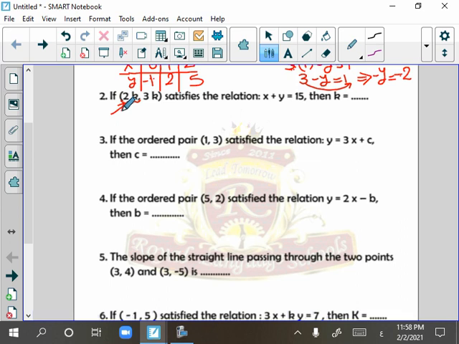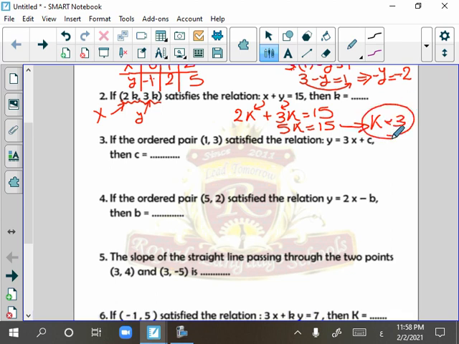Number 2, if 2k and 3k satisfy the relation x plus y equal 15, the first coordinate is called x and the second coordinate is called y. Then by substituting x with 2k and y with 3k equal 15, 2k plus 3k equal 5k equal 15. By dividing both sides by 5, then k equal 3.